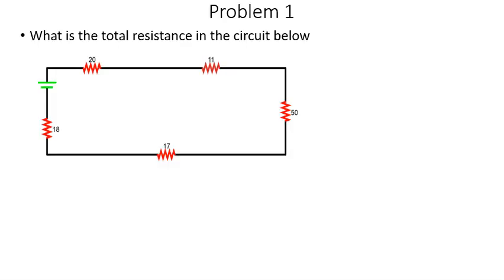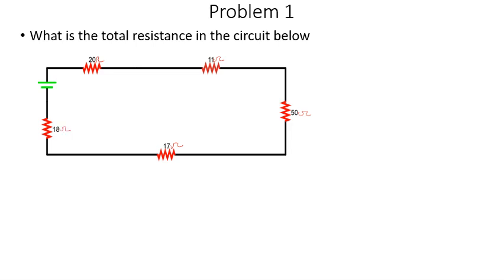So this is a problem. Problem one. They said, what is the total resistance in the circuit below? As we said, note, I forgot to add one thing. All the units are in ohms. Resistance is measured in ohms, voltage is measured in volts, and current is measured in amps. So these are in ohms. I forgot to add them.